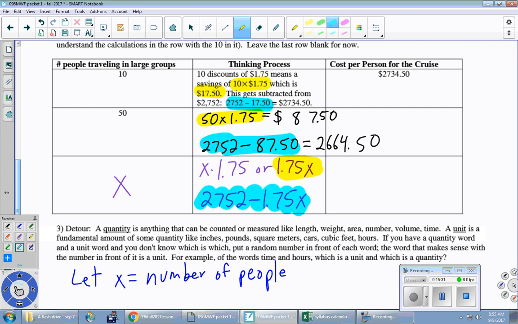The rest of this problem is going to be easy. In fact, I'm probably not even going to do it all in front of you. The key is setting that thing up. That is the toughest part of many word problems, setting the thing up. Solving the equation is going to be pretty easy.